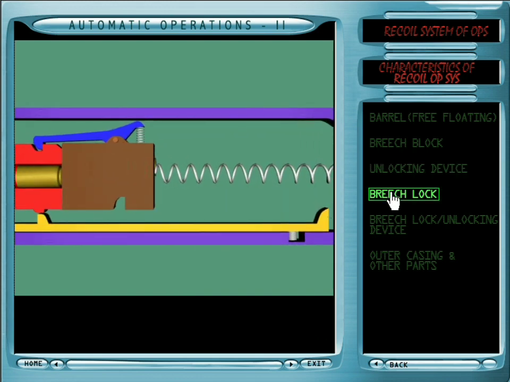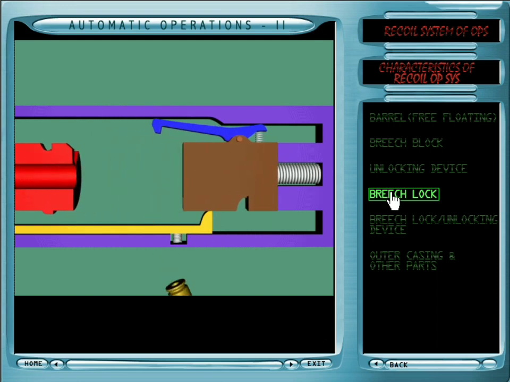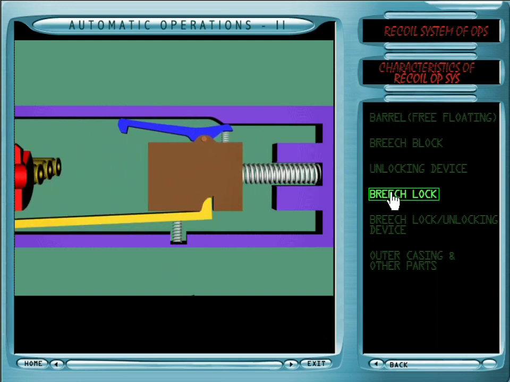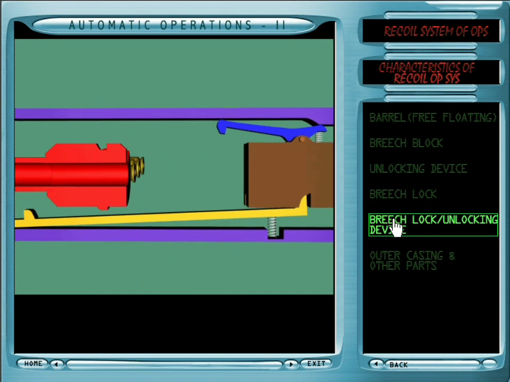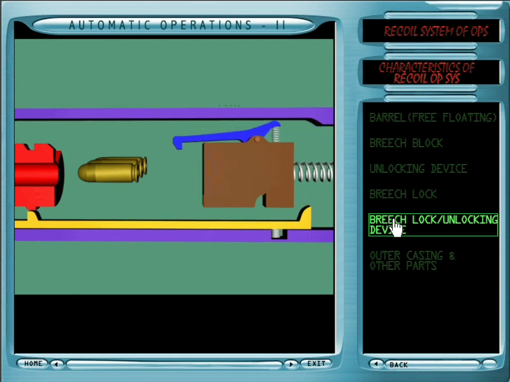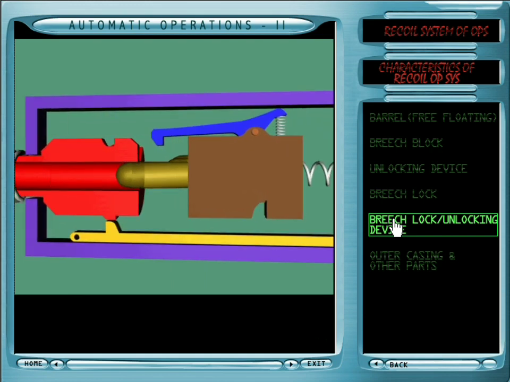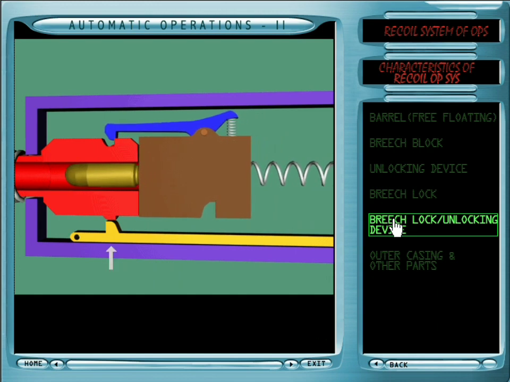Breech lock. After unlocking from the barrel, the breech block has to get locked at the back to ensure the barrel moves fully forward before firing the next round. Breech lock unlocking device. Once the barrel has reached fully forward, the breech block, which is locked at the rear end of the weapon, travels forward to feed, load, and fire the next round. For this, a suitable unlocking device is provided in recoil operated weapons.